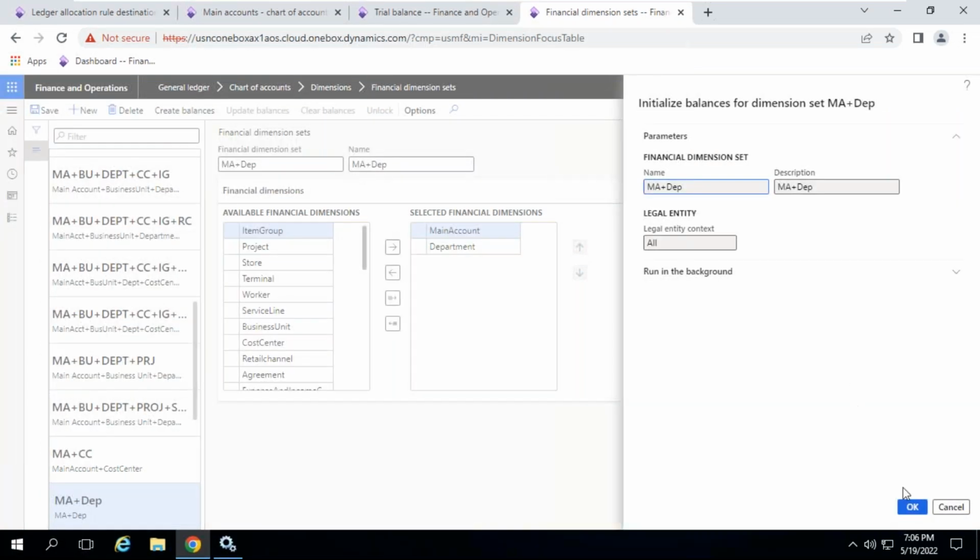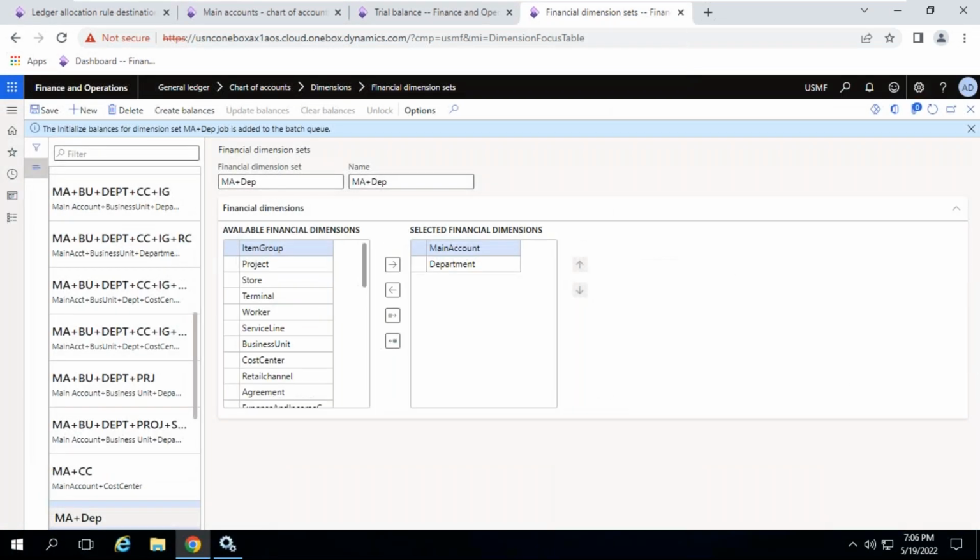Yeah, I have one doubt. Yeah. Main account plus financial dimension is the definition for accounting structure also, no? That is for accounting structure, but this is for reporting purpose. Whenever you are generating a report, I need to see the combination. Why we are creating accounting structure? Accounting structure is for data entry. This is for reporting purpose. Got it? Okay.